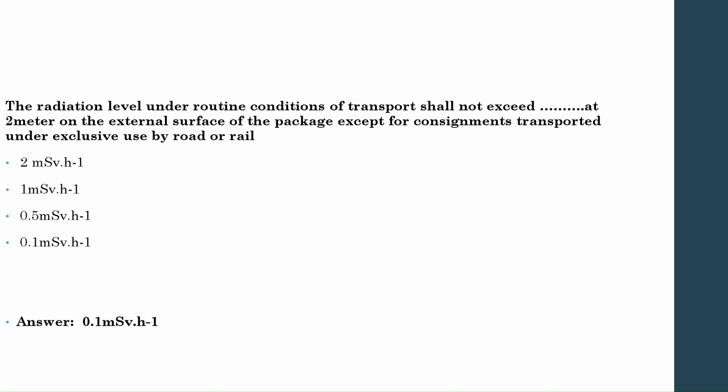So, like in the previous question, as we all know, in routine conditions of transport, the maximum radiation level at the surface is 2 millisievert per hour. But in this question, it is asked what will be the radiation level at 2 meter from the external surface of the package under routine conditions. They are not talking about exclusive use. So under routine conditions, you have to remember this limit: at 2 meter, the maximum radiation level shall not exceed 0.1 millisievert per hour. At surface, it is 2 millisievert per hour.